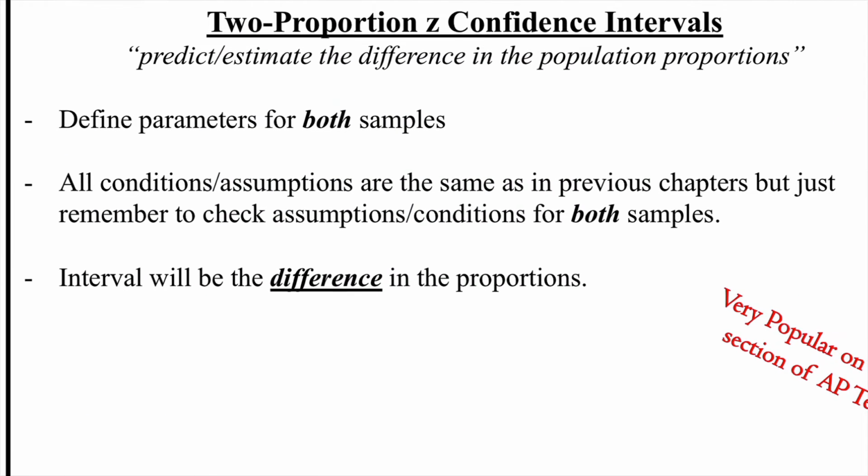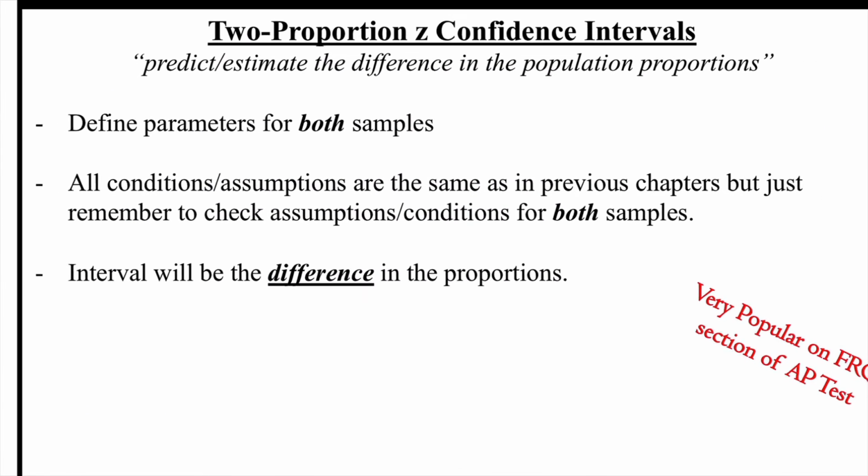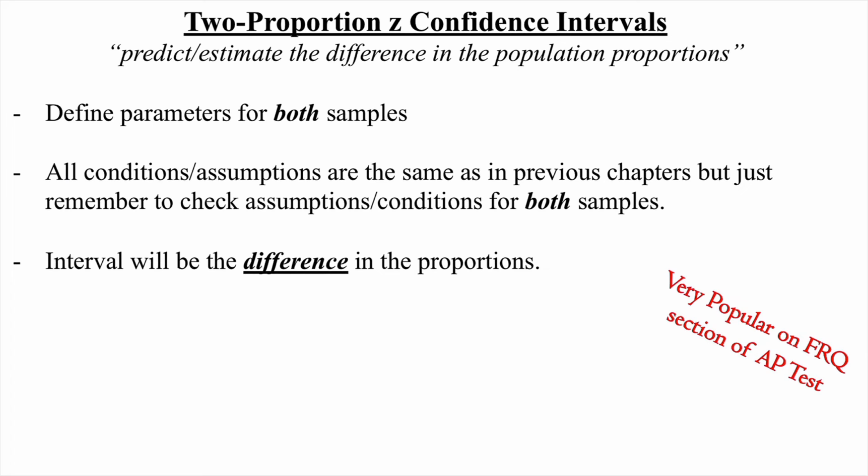First thing. Two proportion. The first one we have is a two proportion Z confidence interval. Proportions are always Z. Okay, so what this will do is it's going to predict or estimate the difference in the population proportions. Okay, based off the sample, they're going to estimate what the difference in the population proportions is going to be. Not the sample, population proportions.